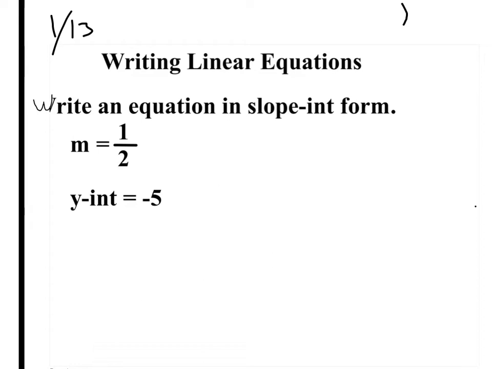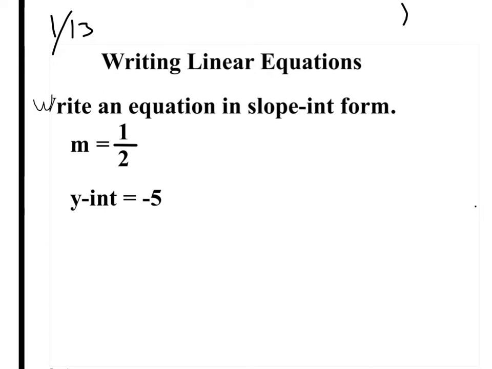Alright, today what we're doing is we're writing linear equations instead of what we did yesterday, which was using linear equations. They gave us the equation and we graphed it, so we used it. Now what we're doing is we're kind of going backwards. They'll give us either points on a line, in this case they're giving us the slope and the y-intercept, or they'll just draw the line for us on the graph and say what's the equation of it. Your job is to write it.